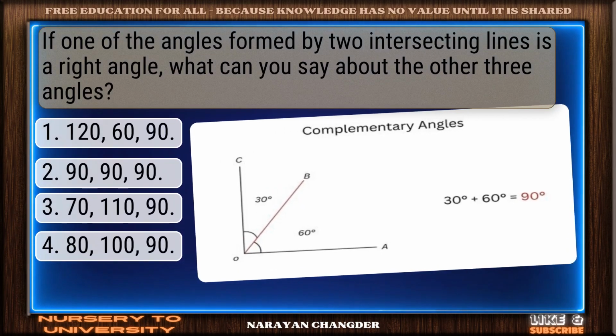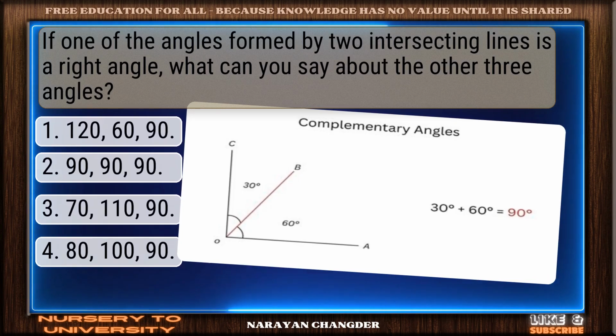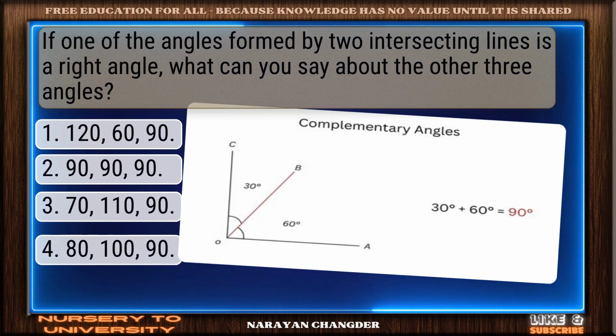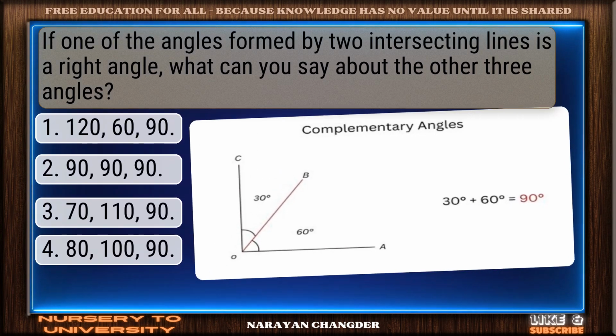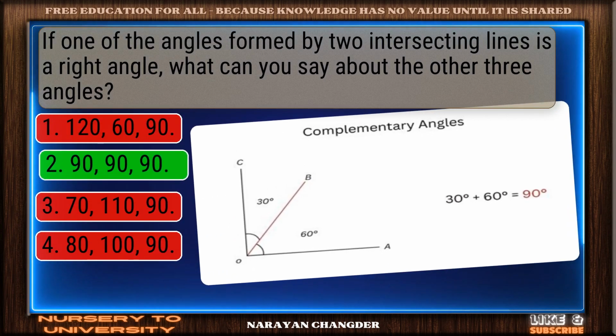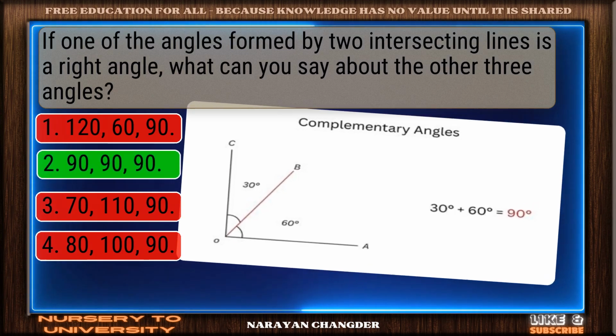Question number 17. If one of the angles formed by 2 intersecting lines is a right angle, what can you say about the other 3 angles? Excellent. 90-90-90 is a brilliant choice.